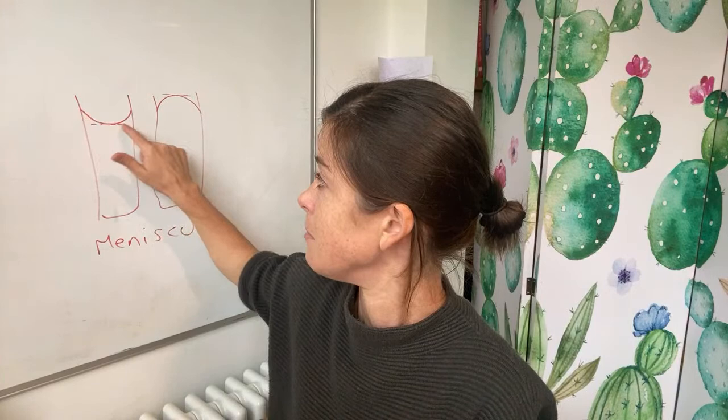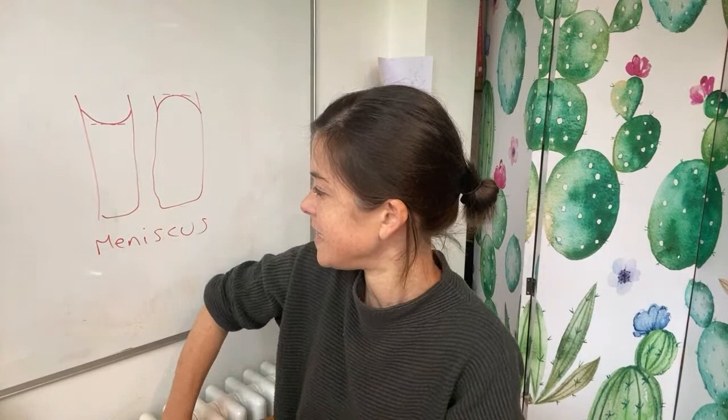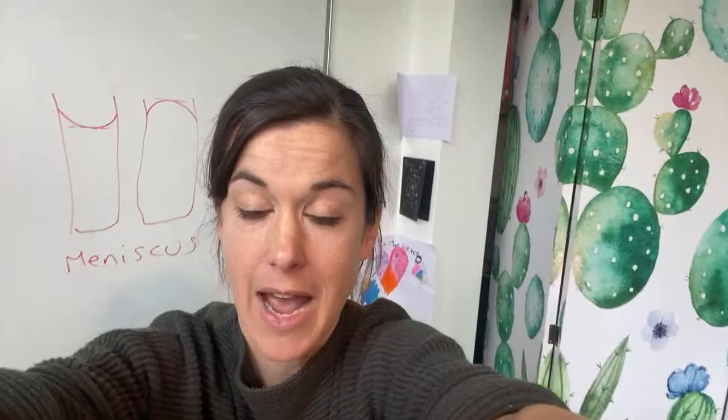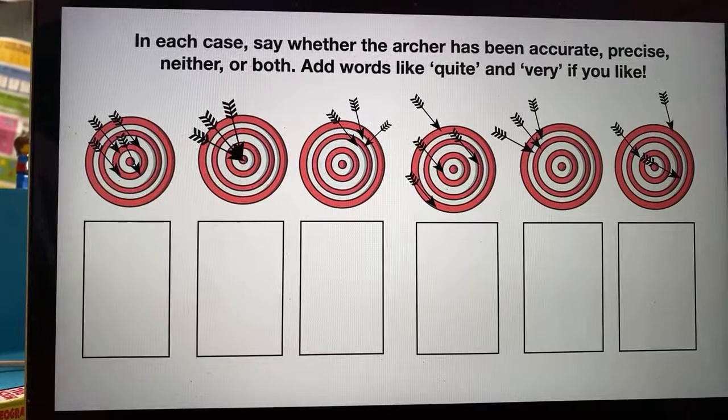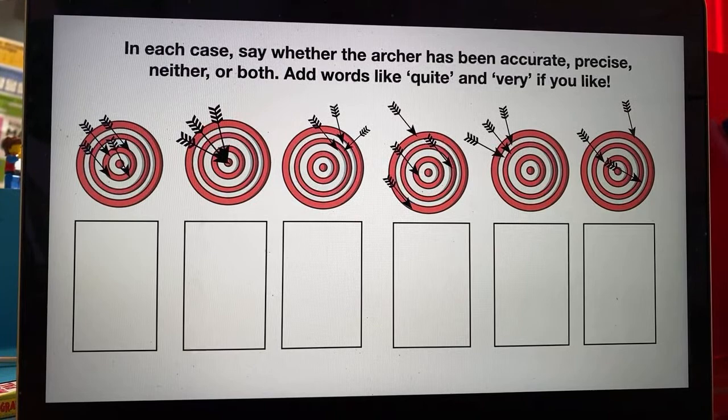Right. I think you're ready for my little question sheet. I think so. Yeah, let's do it. I've got six targets that an archer has fired at here. And in each case, I want you to say whether you think the archer has been accurate or precise or neither or both. And I've said you can add words like quite and very if you like. Again, don't worry if you're not right. Some of them I was really puzzling over for ages. So I've put what I think.